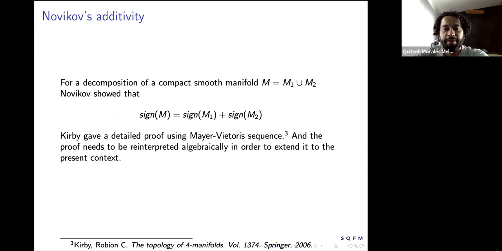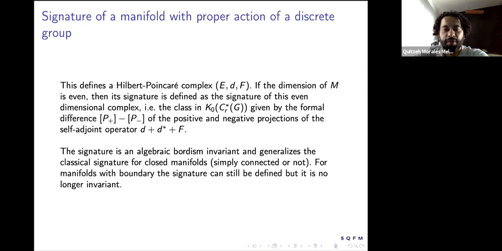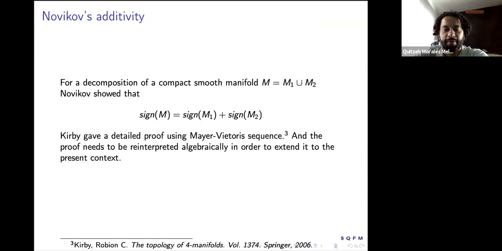Okay, so I'll explain here. For the signature there is Novikov's additivity. If you split a manifold by a common boundary, then the signature of the manifold, that's a signature of a manifold without boundary, is the sum of these non-invariant signatures of the two parts.